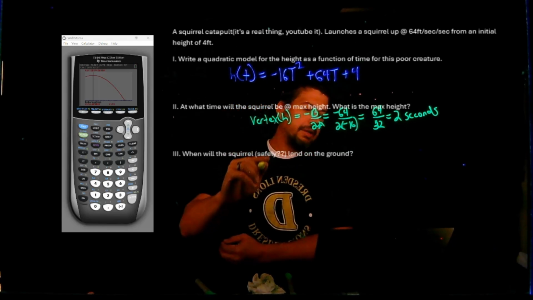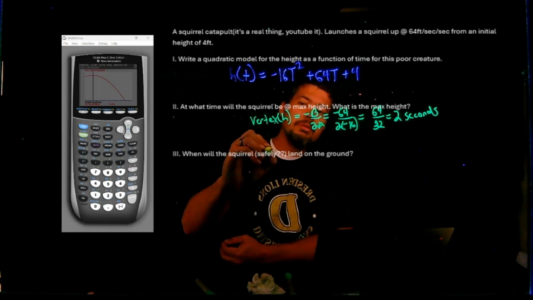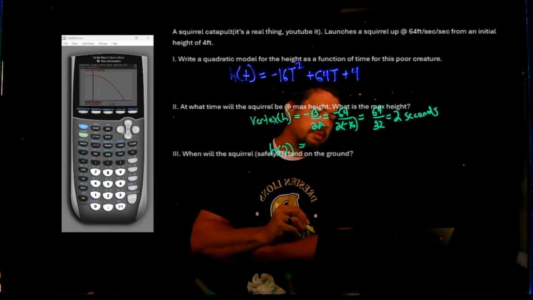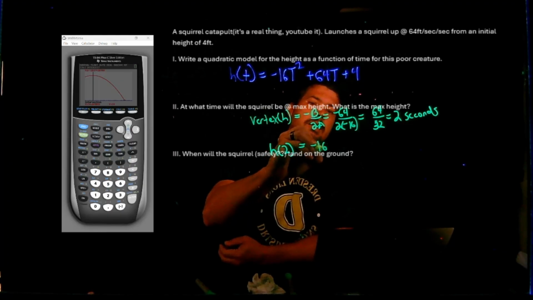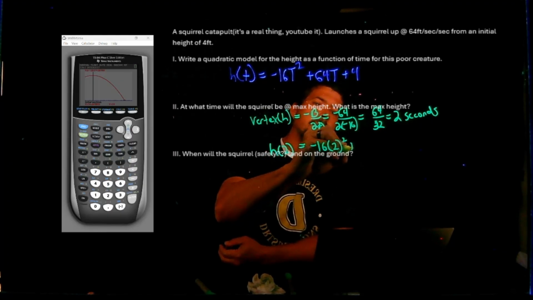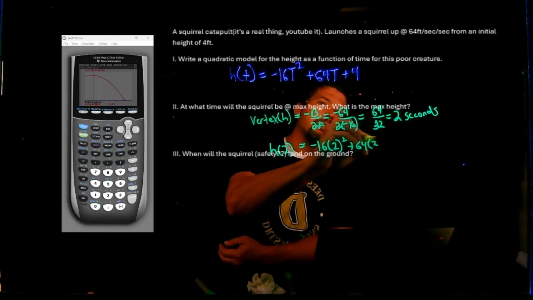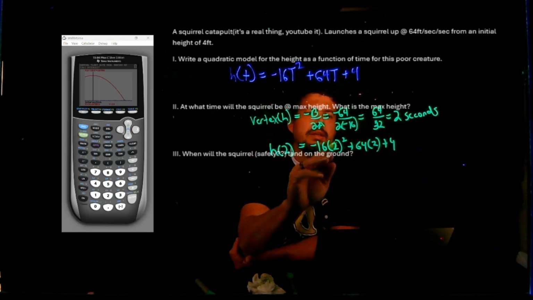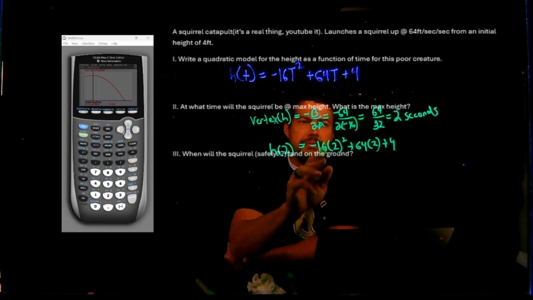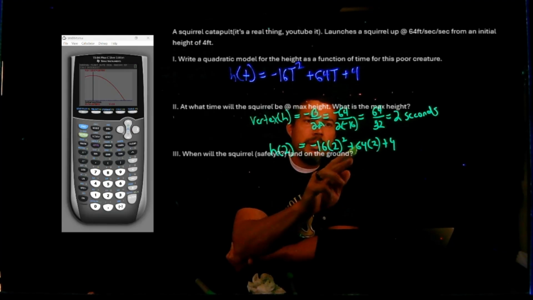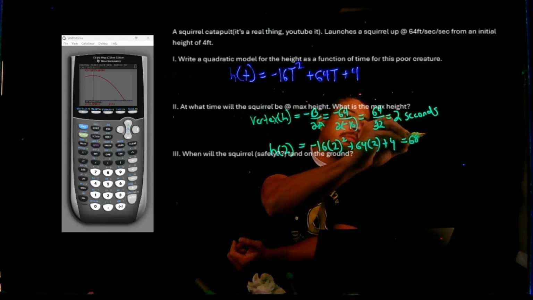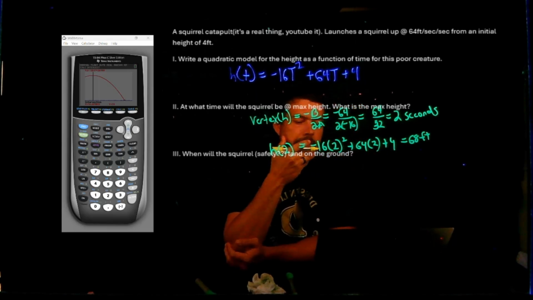To find the maximum height, all we do is we plug in a 2. So the height at 2 seconds is, let me write that where you can read it, negative 16 times a 2 that gets squared, plus 64 times a 2 plus 4. I feel like I can do this in my head. That's going to be 4 times a negative 16 is negative 64. That's 128. 128 minus 64 is 64. Add 4, 68 feet. Pretty good chance this squirrel's going to live.